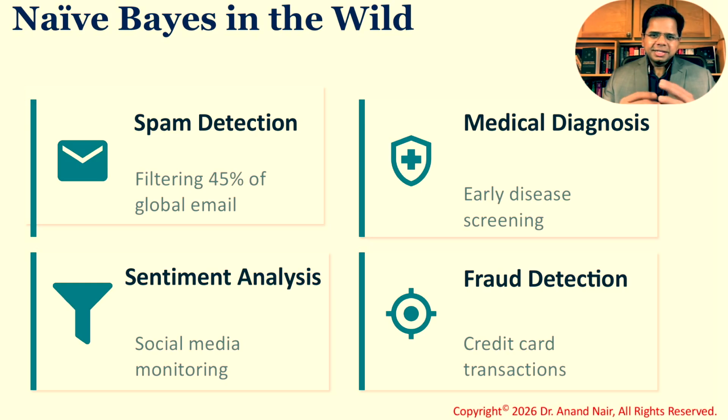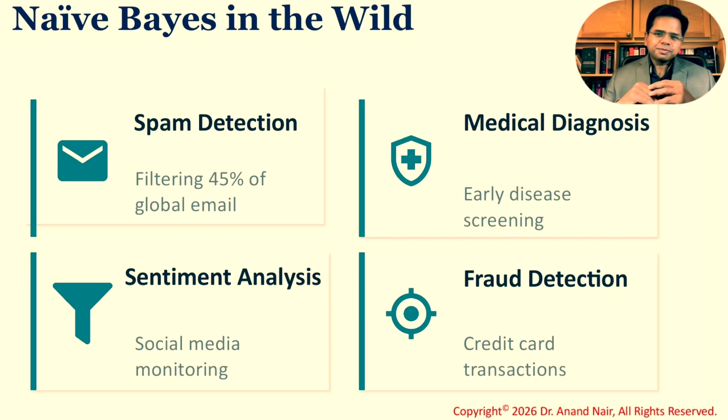Sentiment analysis. Companies monitor social media to see if people love or hate their products. Naïve Bayes reads those tweets and categorizes them faster than any human could. Fraud detection. Your credit card company runs every transaction through classifiers like this. Is this purchase pattern normal for you, or did someone steal your card to buy 47 gaming chairs in Bulgaria?